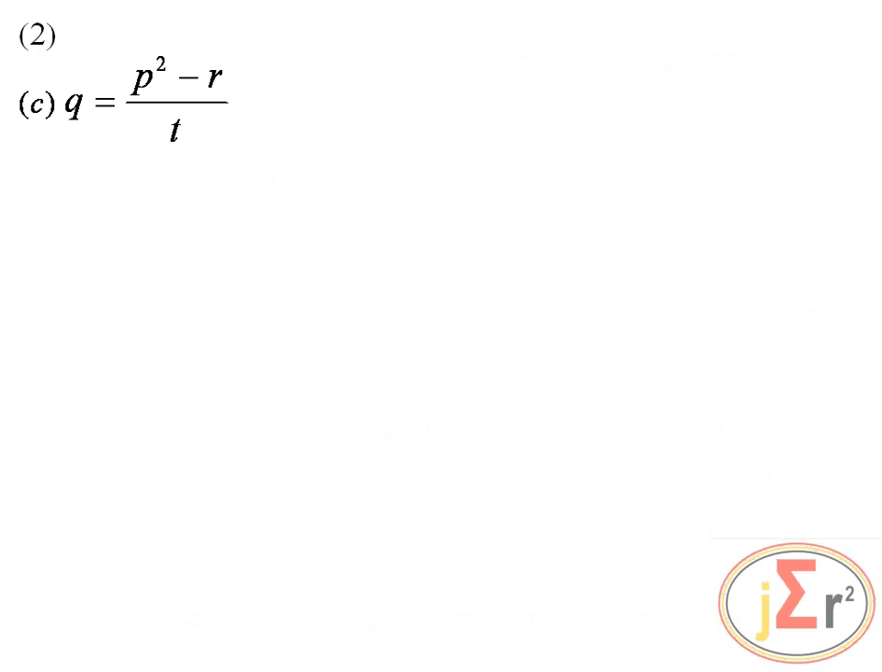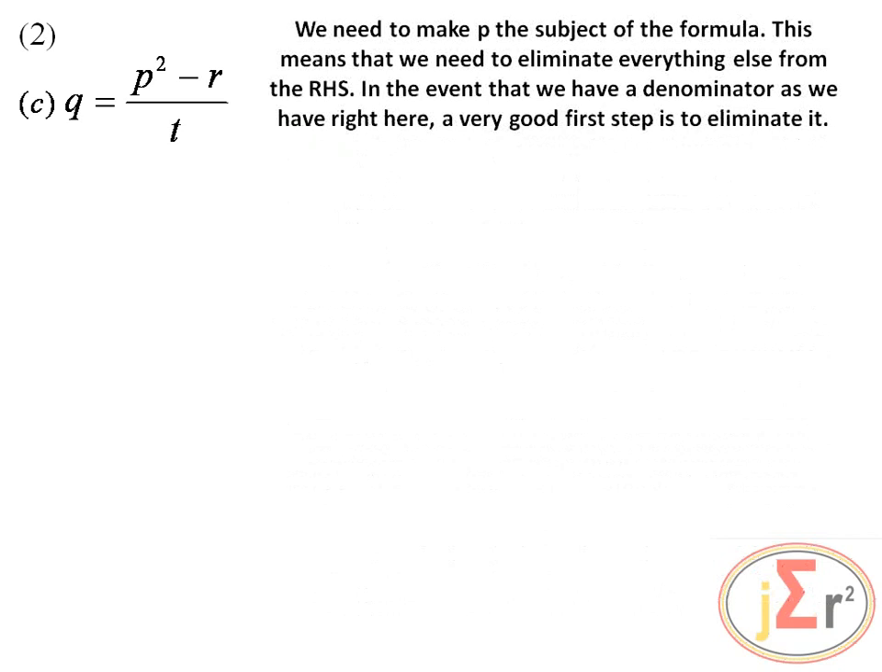Q is equal to P squared minus R over T. That we need to rewrite, making P the subject of the formula. We need to make P the subject of the formula. This means that we need to eliminate everything else from the right hand side. In the event that we have a denominator, as we have right here, a very good first step is to eliminate that denominator.